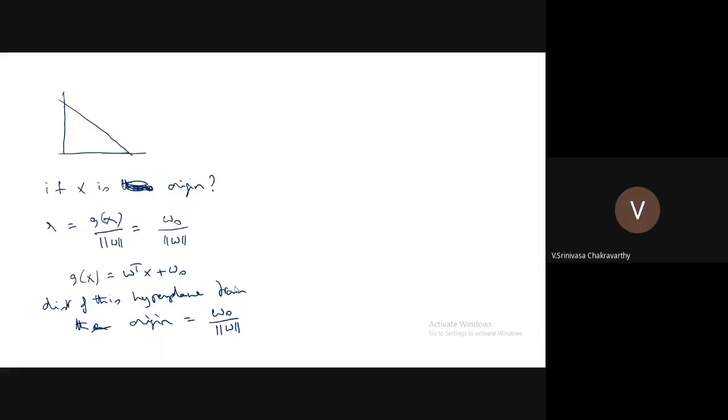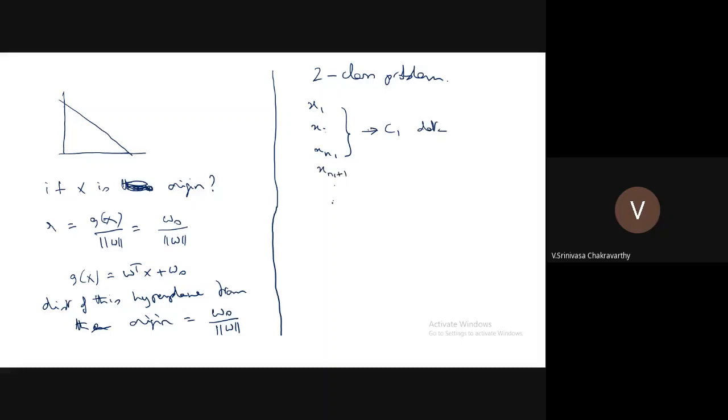Now, the next thing that we need to find out is, given a classification problem, let's say I want to solve a two-class problem. What does it mean? I have data given x1, x2, etc., x n1. All this is class 1 data. Then x n1 plus 1 and so on up to xn. All this is class 2 data. This is the data I am given.